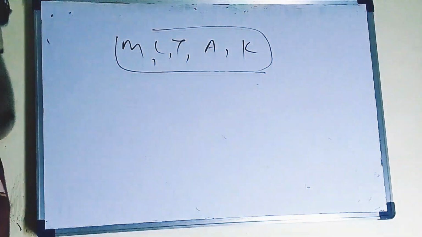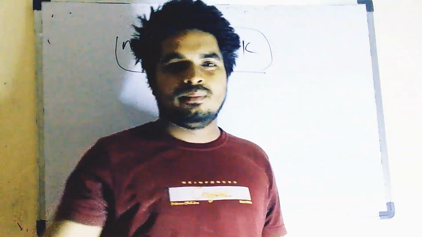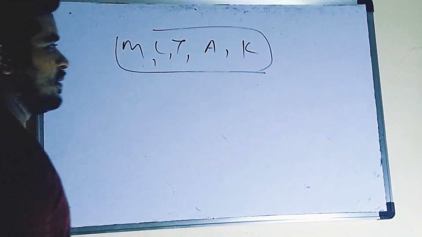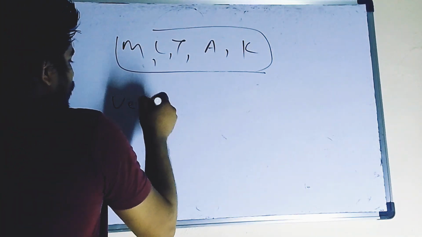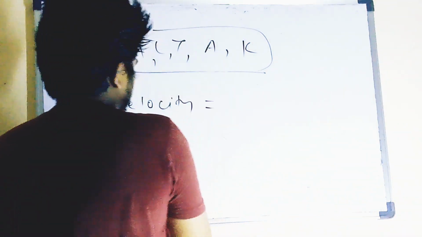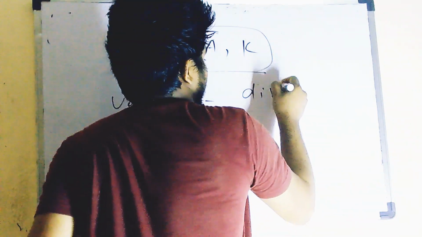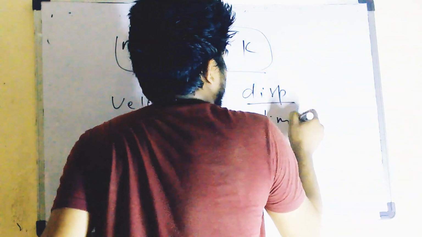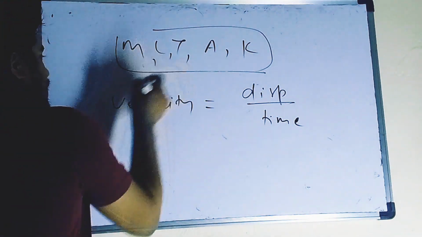See, whenever you have to write the dimension of any physical quantity, we already did fundamental quantities and derived quantities, am I right? So whenever we have to find out the dimension of any quantity, suppose we have to find out the dimension of velocity. So now see how to approach it. Velocity can be written as the displacement divided by time. Clear?